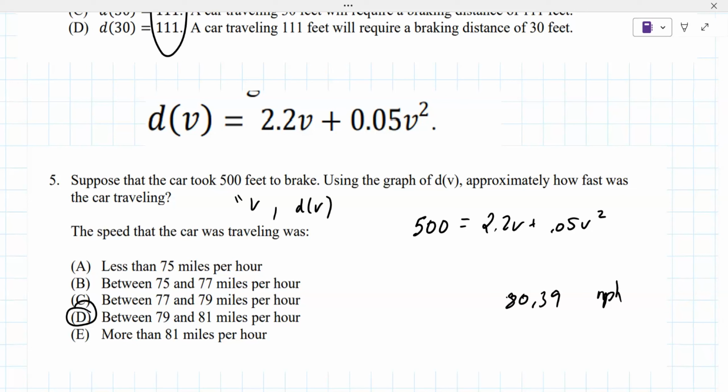All right, so let me know where to go from here. Question 7. Okay, number 7 is, yes, this is one of those triple asterisks.